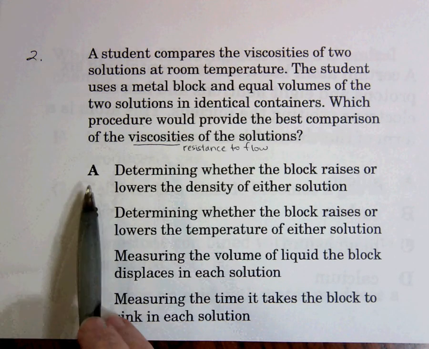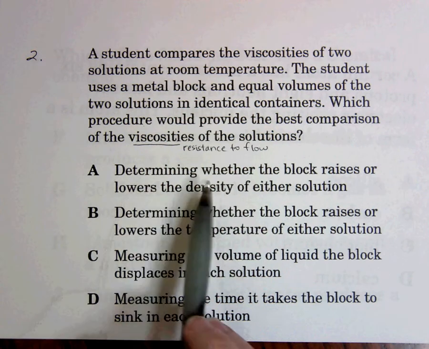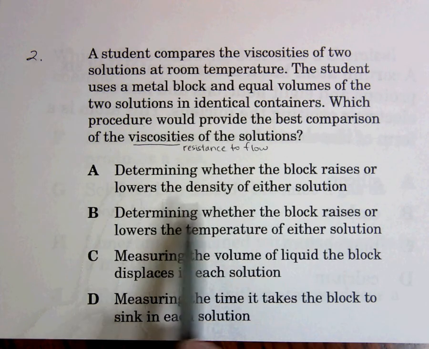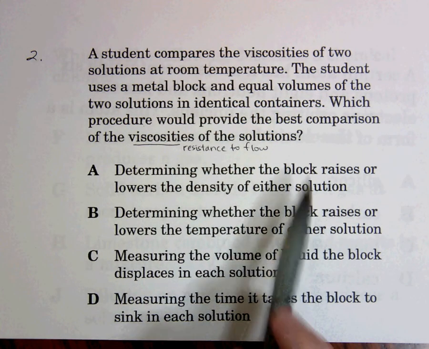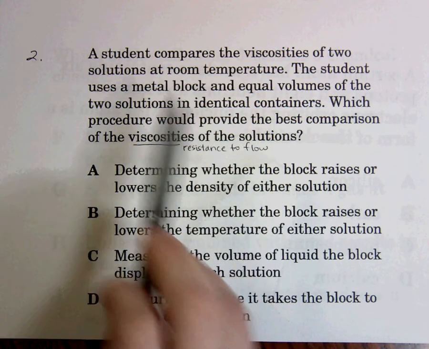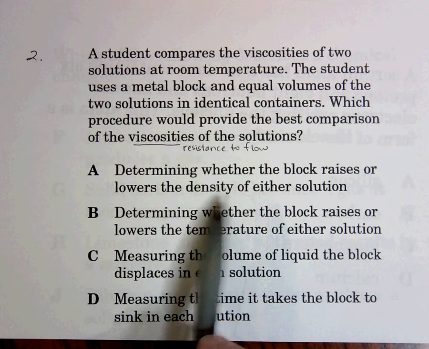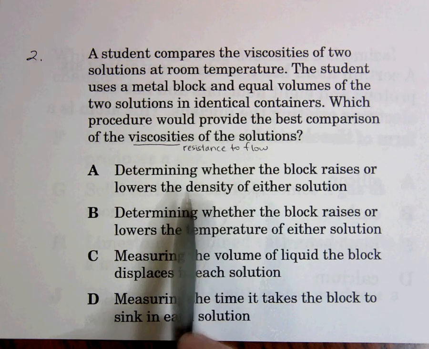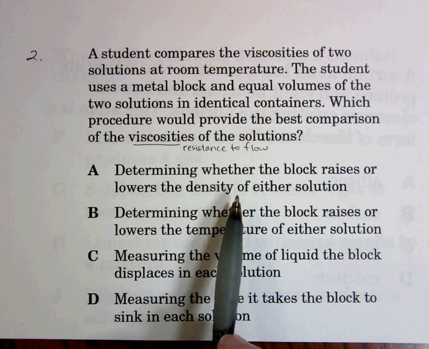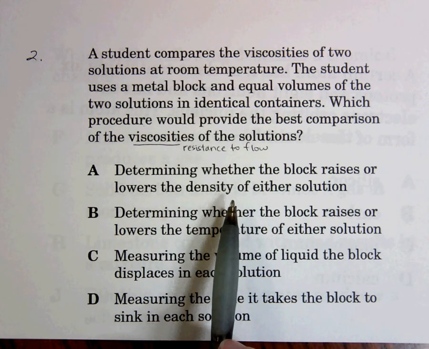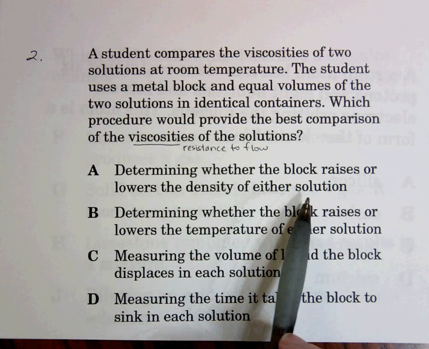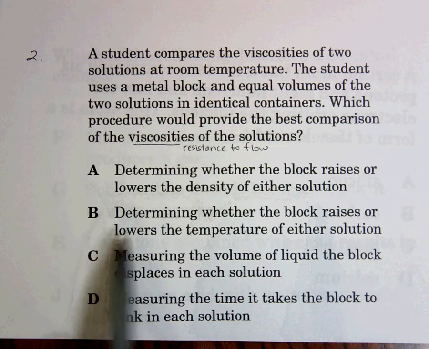So I'm going to look at answer choice A, determining whether the block raises or lowers the density of either solution. Now if I have a block in here and I see if it raises or lowers the density, that's only going to tell me about the density of my total solution. It's not going to tell me anything about just the solution itself. So that doesn't look good to me. Let's go on to B.